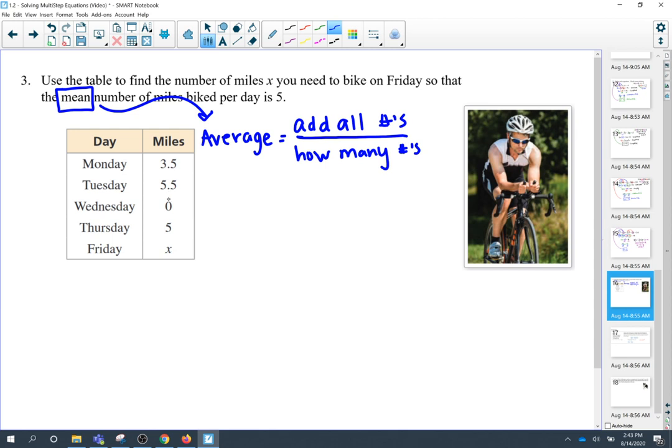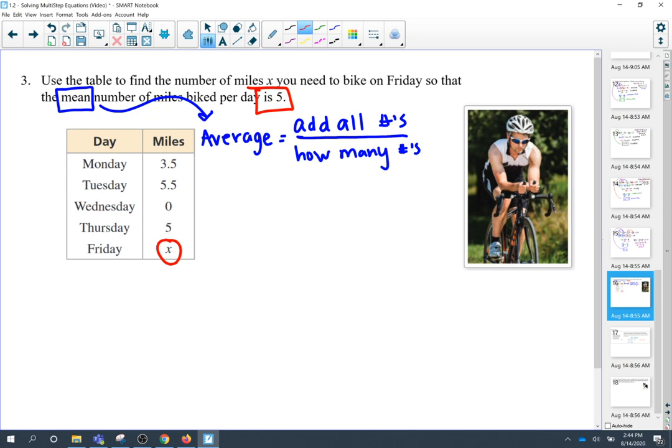And I added 1, 2, 3, 4, 5 numbers. So I'd add them all up, divide by 5, and that would give me the average or the mean. The problem with this problem, though, is that they didn't tell us how many miles we bike on Friday. That's what we need to find. But they did tell us what the average was. So let's take this formula and figure out what's going to happen here.